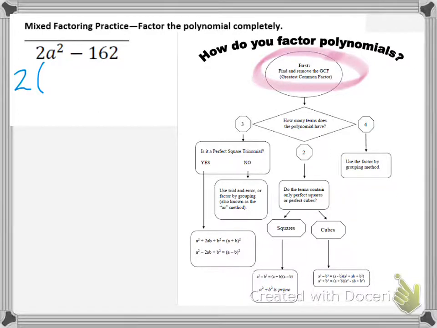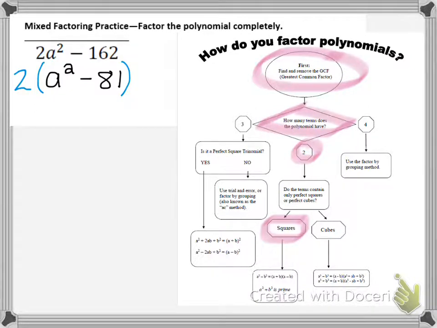So in this problem, I notice that the GCF is 2. After I factor out the GCF of 2, I'm left with the binomial a squared minus 81. That brings me to my next question on my flowchart: how many terms does the polynomial have? Well, it has 2 terms, a squared minus 81, because I've taken out the GCF, so now I'm focused on factoring a squared minus 81.